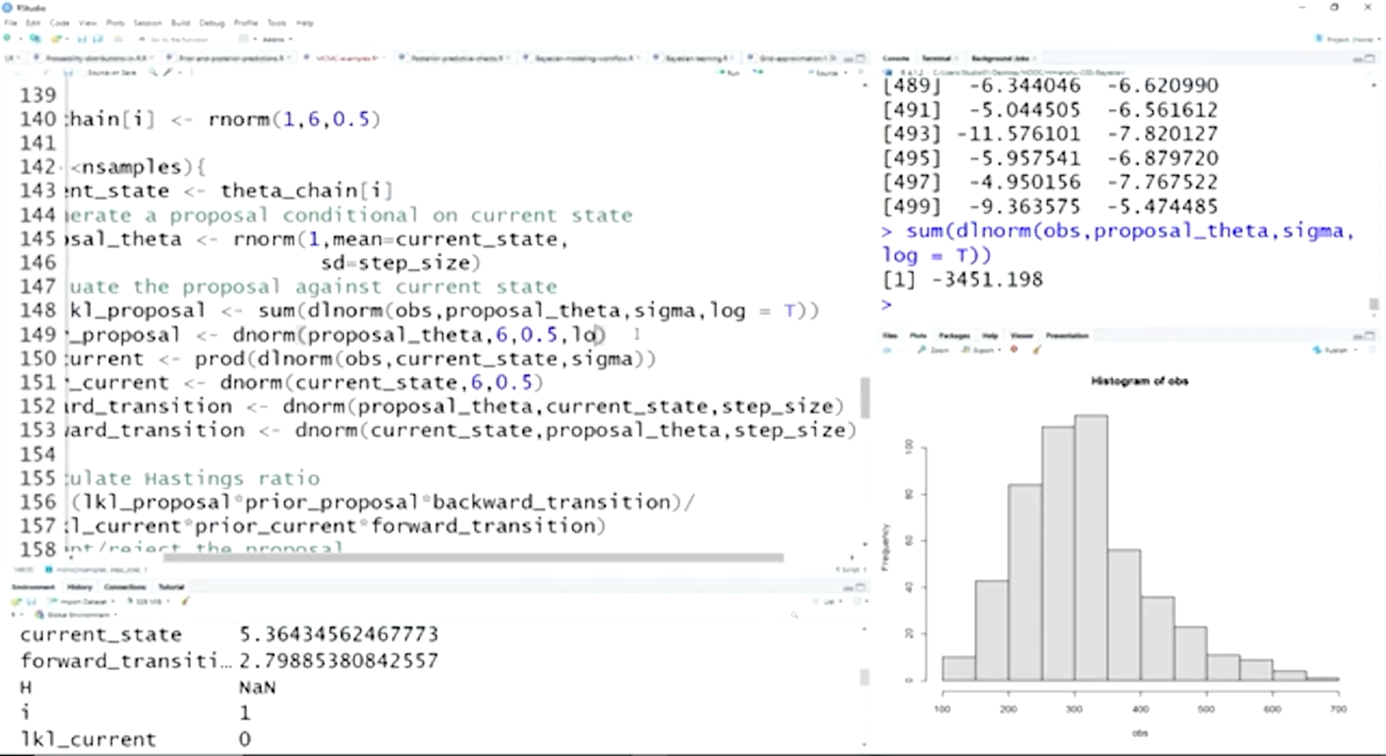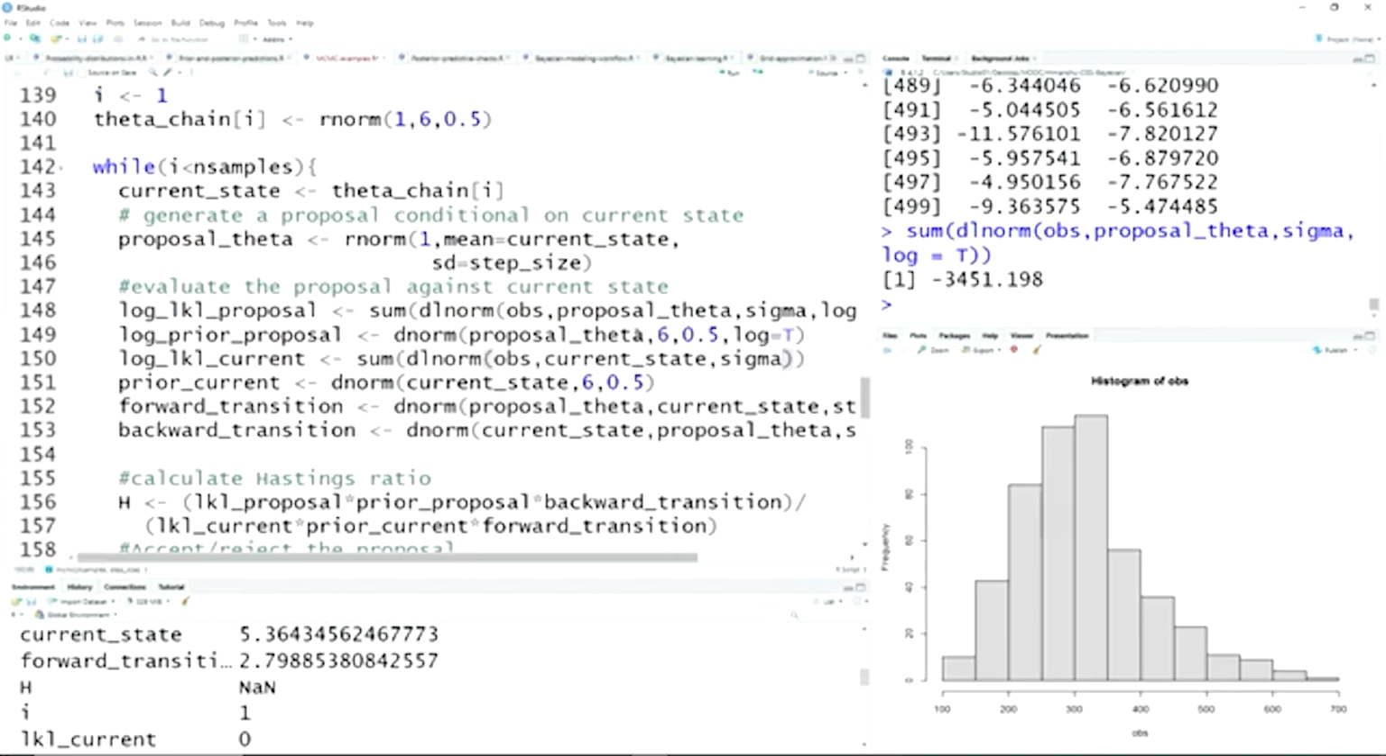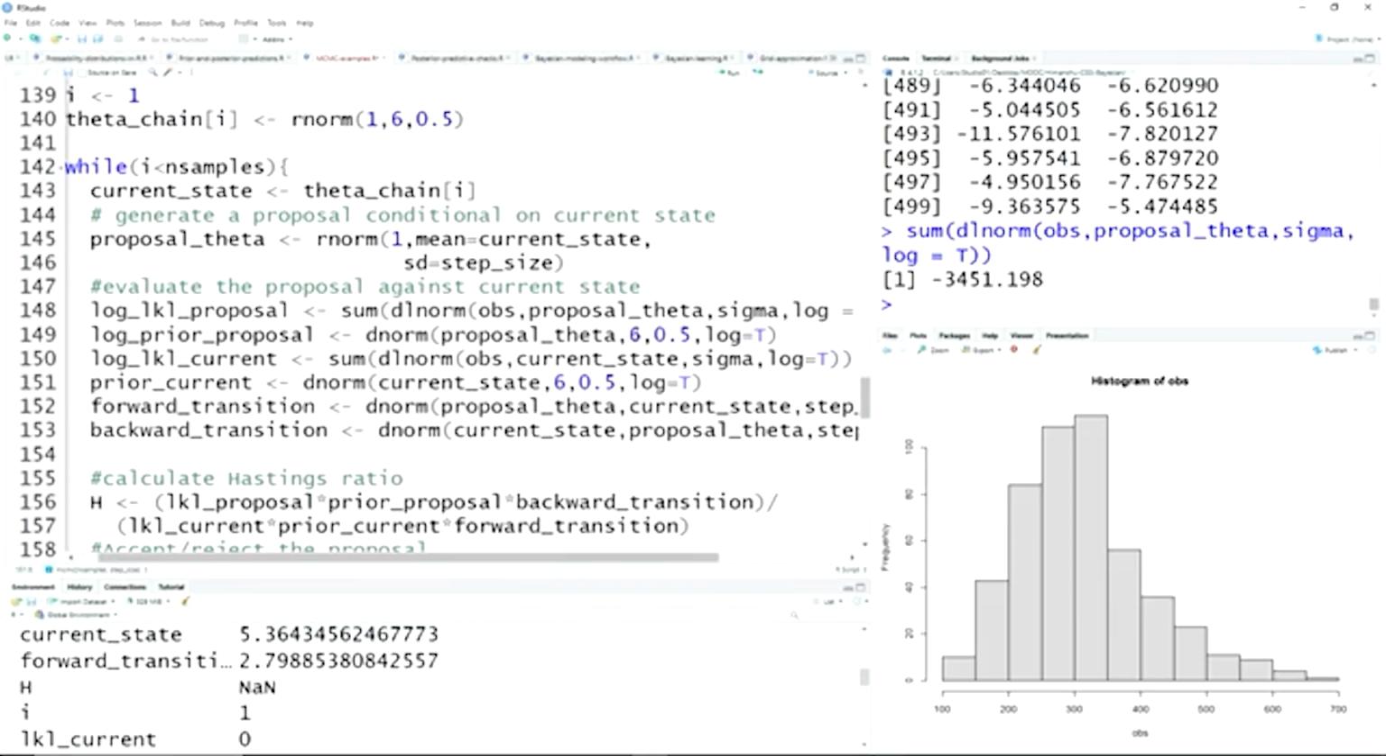Similarly, here as well, now I will calculate everything on log scale. So, log equals to true. So, this is log prior density of the proposal. This is log likelihood of the current state. So, rather than product, I will take summation of all these things being on log scale. Here as well, it would be on log scale, right. Okay. So, now I have everything on log scale, and rather than taking product of likelihoods, I am taking summation of log likelihoods. Similarly, for backward transition and forward transition.